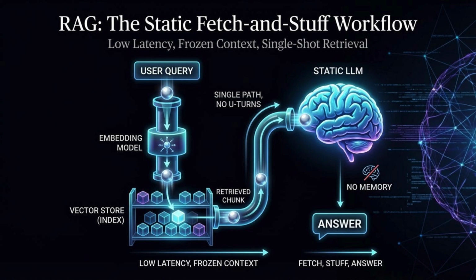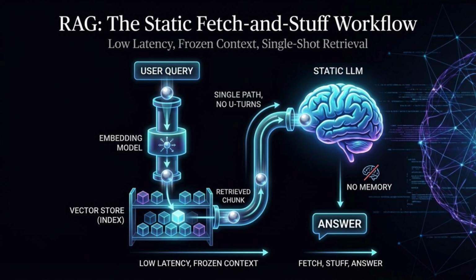So, large language models are powerful, but they have a core limitation. They don't know your private data and they can hallucinate. RAG, Retrieval Augmented Generation, was created to fix this. Instead of relying only on memory, we retrieve real data at query time and give it to the model as context.